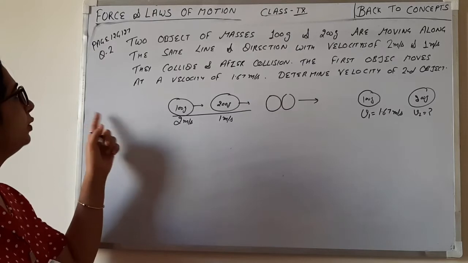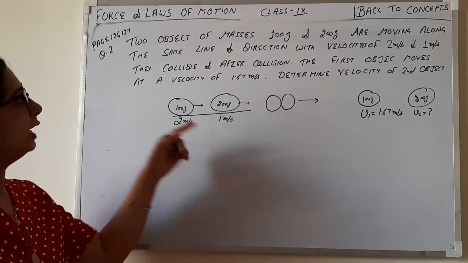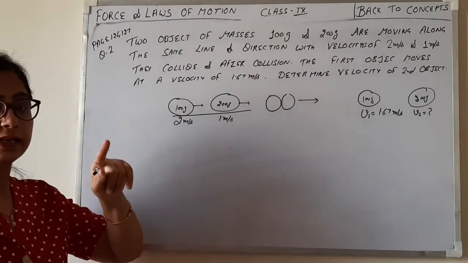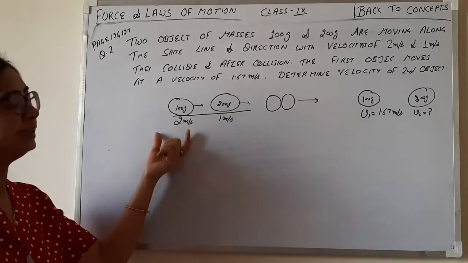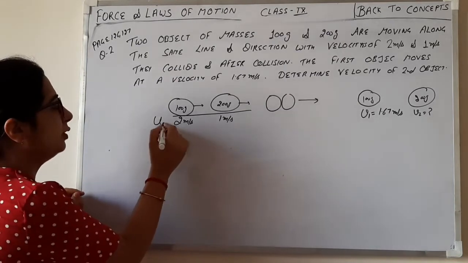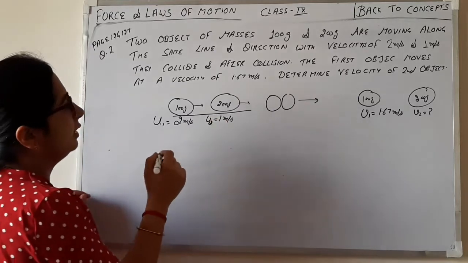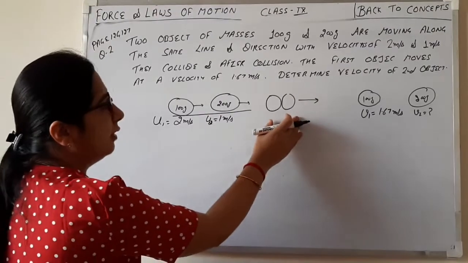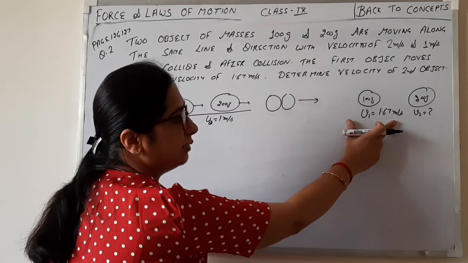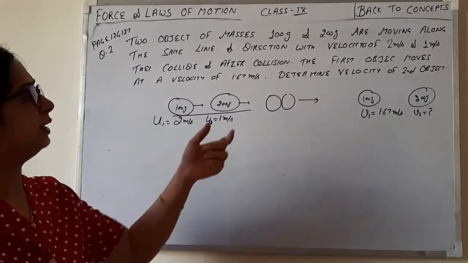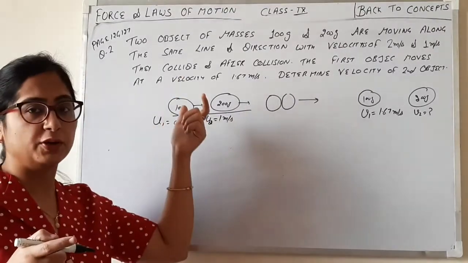What does numerical number 2 say? Two objects having mass 400 gram and 200 gram are moving along the same line and direction. So here the direction of both will be the same. Okay. They move with velocity 2 meter per second, that is the initial velocity, and 1 meter per second respectively, and they collide. After collision, the first object moves with a velocity 1.67 meter per second. So what's the velocity of the second object? This numerical is based on the conservation of momentum, as we have studied.